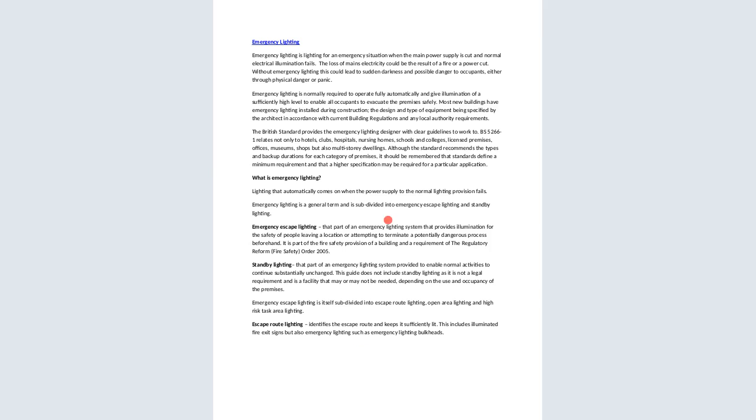And this one, as we had talked about, we had said that emergency lighting is the light of emergency situation where the main power supply is cut and normal electrical illumination fails. So the loss of the main electricity could be the result of fire or power cutout. So without emergency lighting, it could lead to sudden darkness and possible danger to occupants, either through physical danger or panic. Emergency lighting is normally required to be operated fully automatically and give illumination of a sufficiently high level to enable all occupants to evacuate the premises safely.